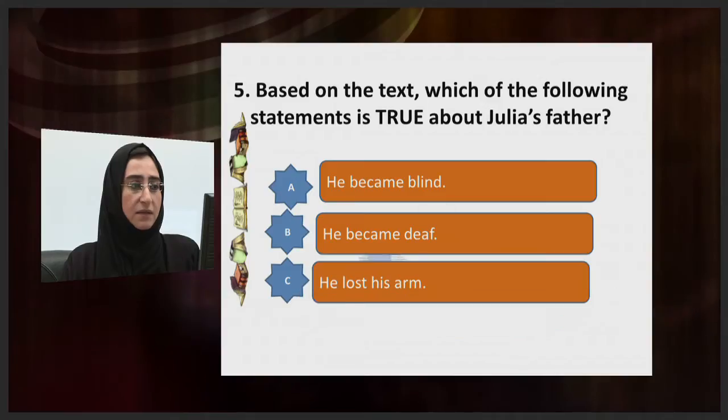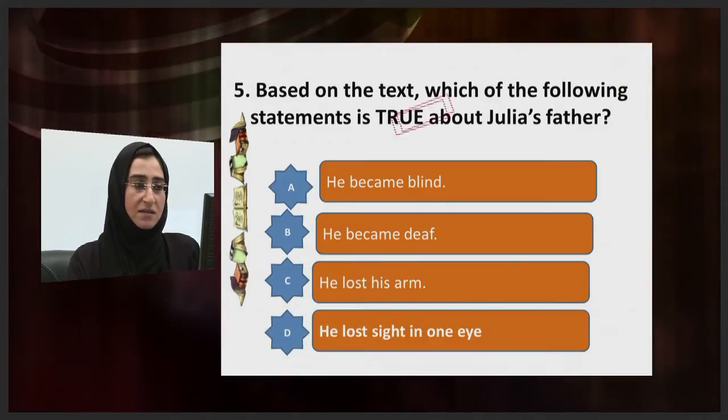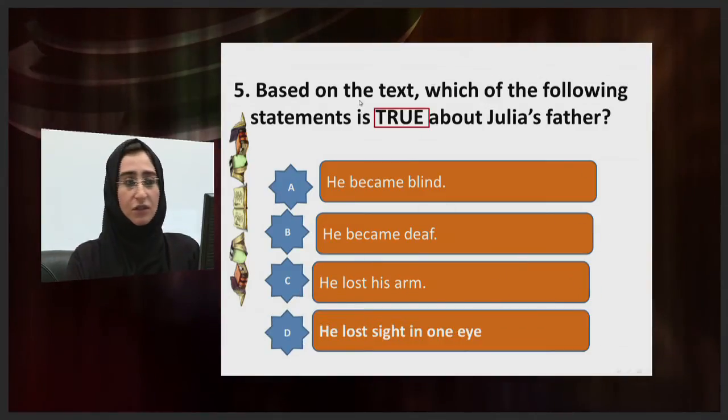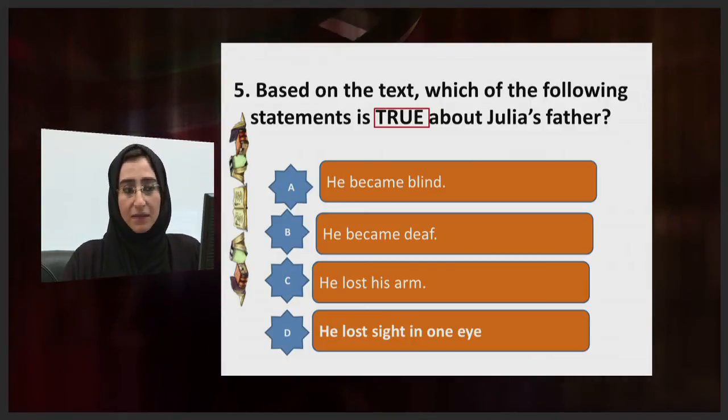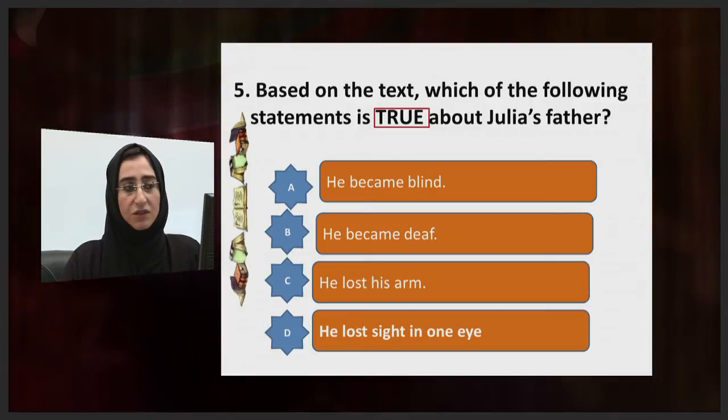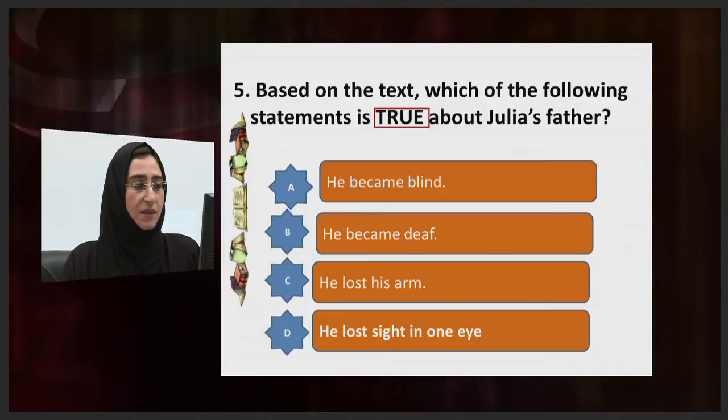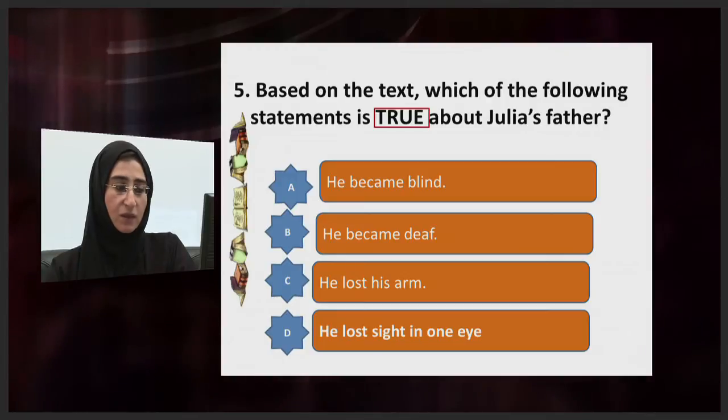Question number 5. Based on the text, which of the following statements is true? Last time we talked about not true, but this time it is true. So it is something true in this text. The following distractors here, A, he became blind. B, he became deaf. C, he lost his arm. D, he lost sight in one eye.